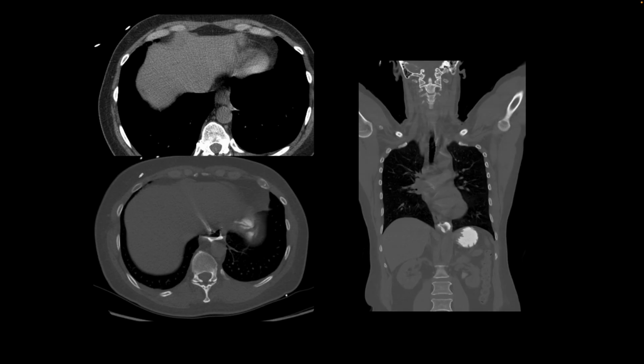In this next patient, we were looking for esophageal perforation. And a CT esophagogram was performed, and that incidentally showed a small hiatal hernia with contrast inside on this axial and coronal images.